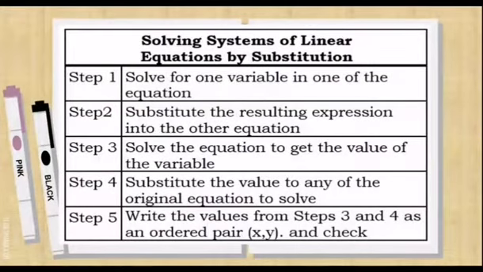Now, we proceed to solving systems of linear equations by substitution. Here are the steps. Step 1. Solve for one variable in one of the equations. Step 2. Substitute the resulting expression into the other equation. Step 3. Solve the equation to get the value of the variable. Step 4. Substitute the value into any of the original equations to solve. And step 5. Write the values from steps 3 and 4 as an ordered pair (x, y), and check.